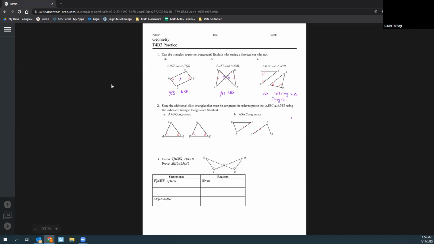I can't use the shortcut because it's missing a side congruence. And I can't prove that the sides are the same. I can prove the third angle the same based on what I have, but I can't prove the sides. Do the same thing for 2.